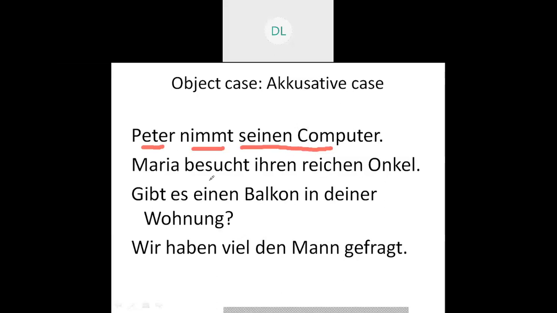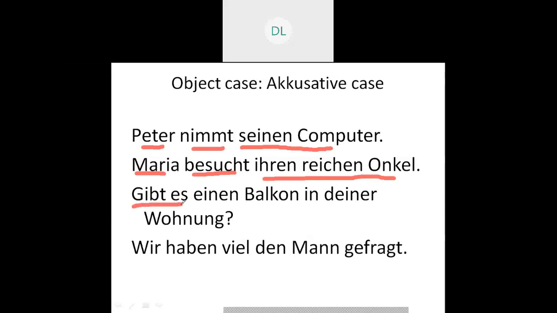seinen. On the same grounds, Maria besucht ihren reichen Onkel. That is, Maria visits her rich uncle. So her rich uncle is the object and Maria is the subject. Besuchen is a pure accusative verb. So I've used the accusative for the object, that is ihren reichen Onkel.